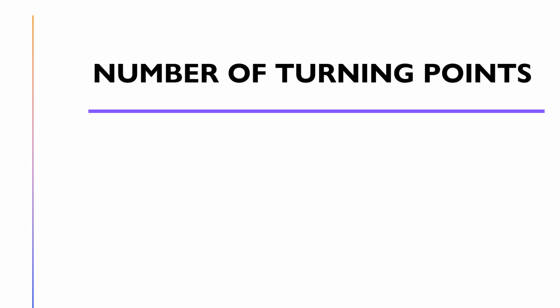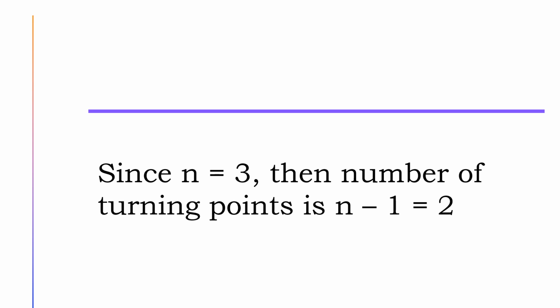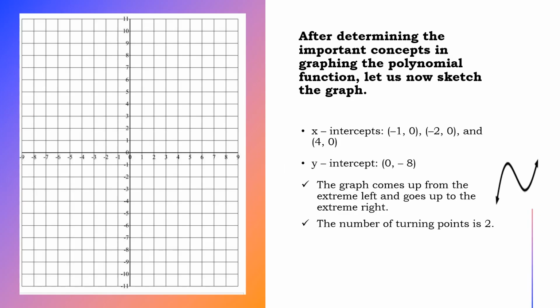Okay, since walang naulit, or wala tayong roots na may multiplicity, let us now proceed to the number of turning points. Pag sinabi natin turning points, ito yung pagliko o yung magiging bilang ng kurba or curve ng ating graph. So, it can be determined by n minus 1. Since our n is equal to 3, then the number of turning points is 2. Because 3 minus 1, the answer is 2. Okay? So, after determining the important concepts in graphing the polynomial function, let us now sketch the graph.